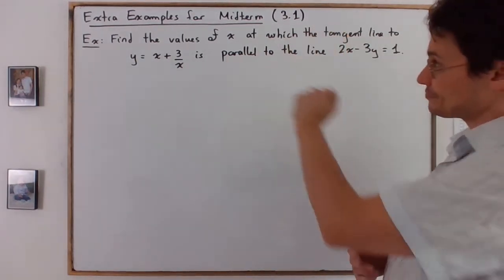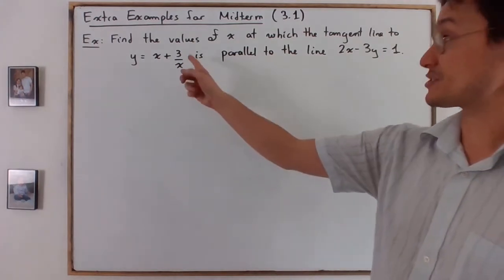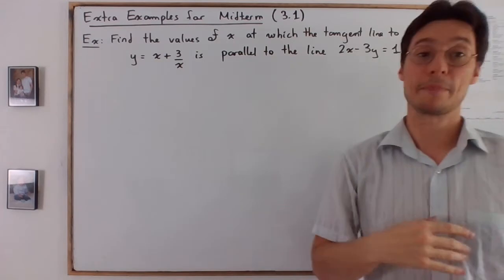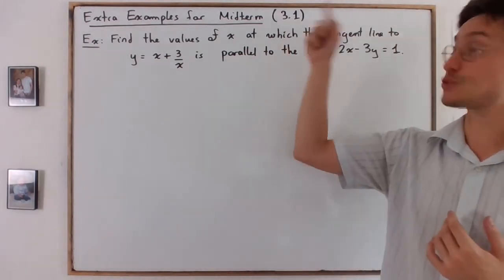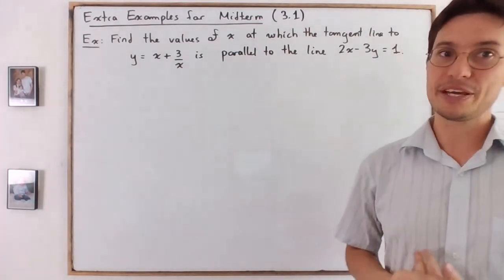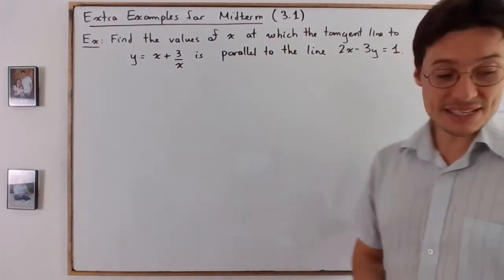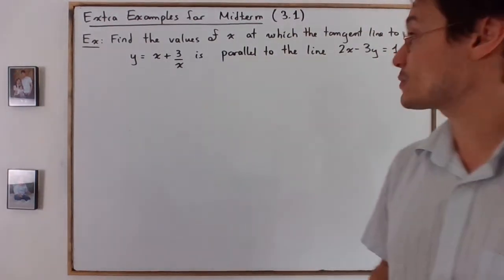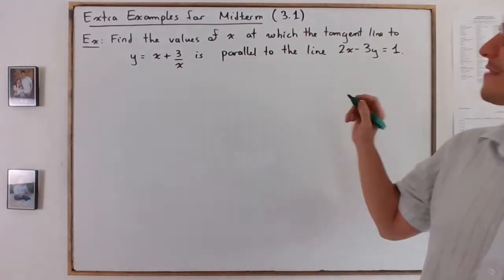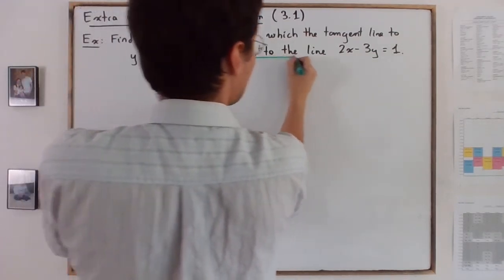Find the values of x at which the tangent line to x plus 3 over x is parallel to the line 2x minus 3y equals 1. This is a problem from section 3.1. I'm going to identify the section that I'm in when I do these videos so that you can keep that in mind. The reason I want to show this problem is because we haven't done something quite similar in class: finding the values of x for which the tangent line is parallel to another line.